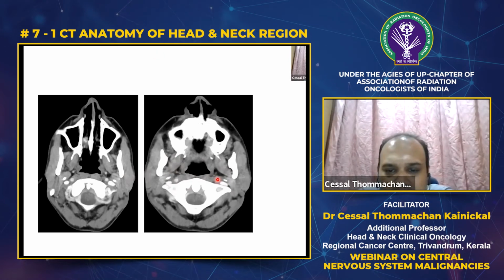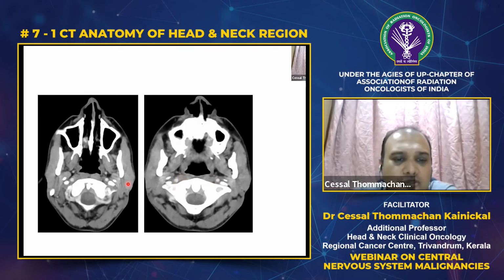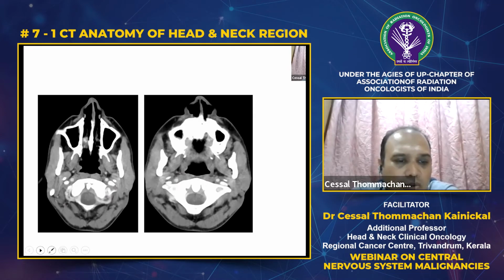You have the internal carotid artery here. This is the internal jugular vein. If you want to look for the retropharyngeal lymph node, you have to look medial to the internal carotid artery. So this is the area where you have to look for the retropharyngeal lymph nodes. So that is how it is in the oropharynx.